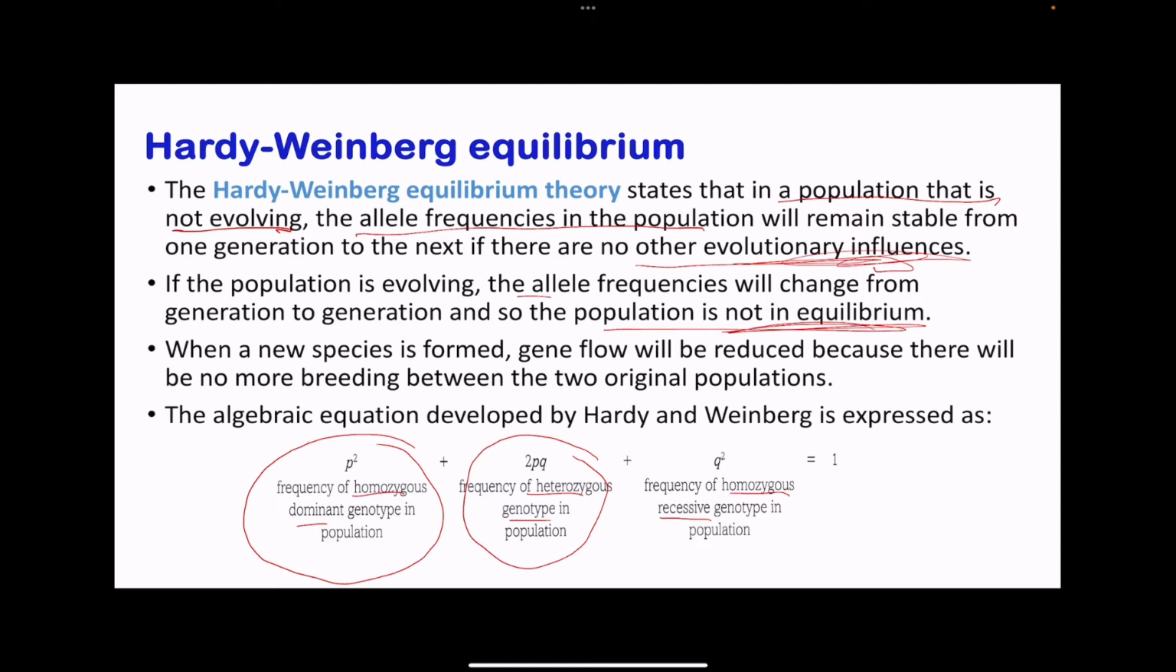In an area when speciation occurs, or when new species form, the gene flow will be reduced because there is going to be no more breeding between the two original populations. So that can decrease the allele frequency in some way.